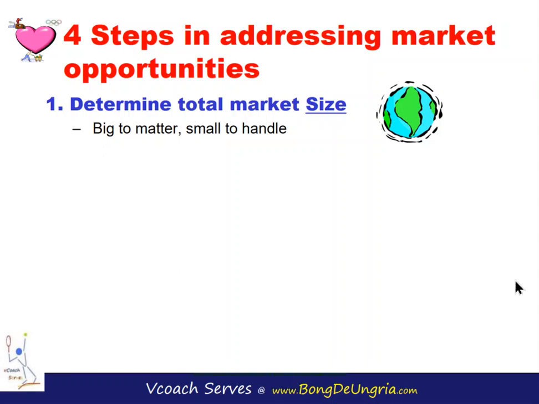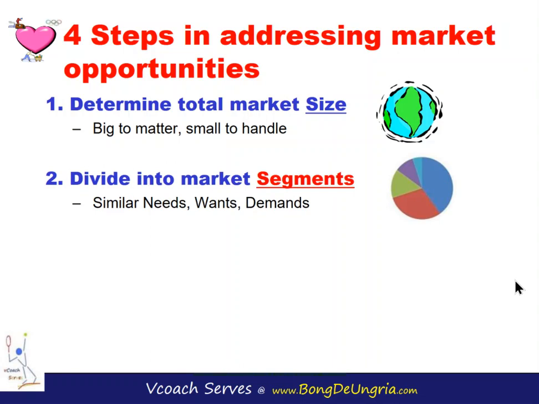After doing the first step, the second step is to divide the market into segments. Each segment is a group of people with similar needs, wants, and demands. Why is segmentation important? Because if people have similar needs, wants, and demands, then there's a high probability that the way to answer these needs, wants, and demands will be the same for this group of people, or what we call segments.